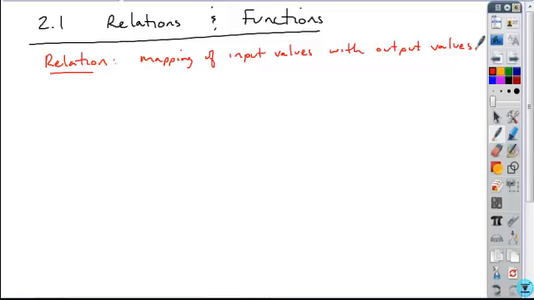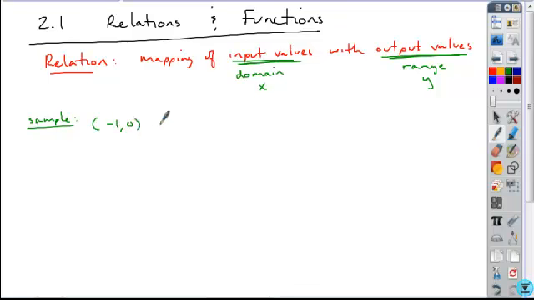And what this allows you to do is distinguish two terms that you're probably familiar with. The input values are simply the domain. The output values are referred to as the range of a relation. In terms of x's and y's, the domain is usually the x values, the range is usually the y values. And so when you're looking at an ordered pair, let's say I gave you a set of relations that looks like this.